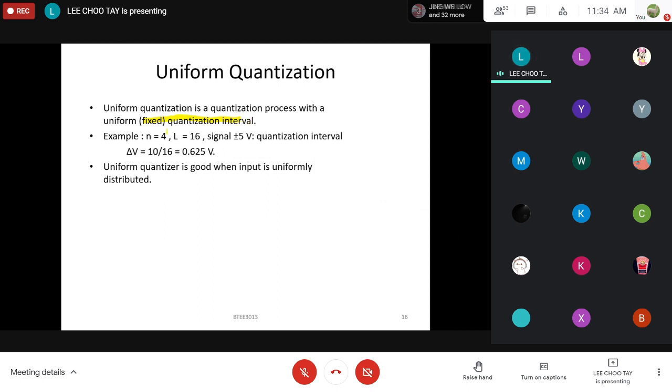In this example, we have N equals 4. That gives us 16 quantization levels. Let's say my signal amplitude is from plus 5 to minus 5. That will give us a quantization interval of 10 divided by 16, which is 0.625 volt. So regardless of whether the signal is negative 2 or plus 3 or plus 5, the quantization interval is fixed at 0.625. This type of quantizer is good when your input is uniformly distributed. That means your input signal has amplitudes from minus 5 to plus 5 and is evenly distributed over time.